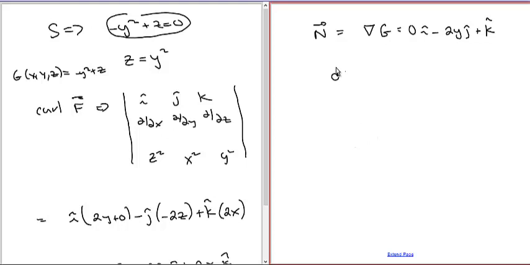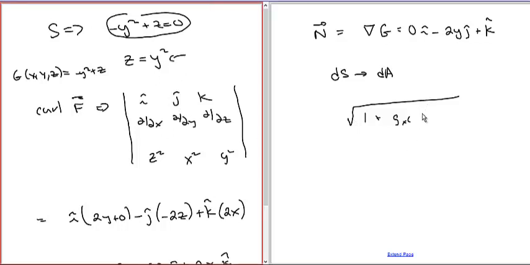Now you have this dS that you need to change to dA, and this is not the unit normal vector. I'd have to divide by the magnitude, but they end up canceling out. The magnitude of this thing is the square root of 1 plus g sub x squared, and this g is this equation, y squared. So this is the small g, not the big G. The big G is where everything's equal to 0.